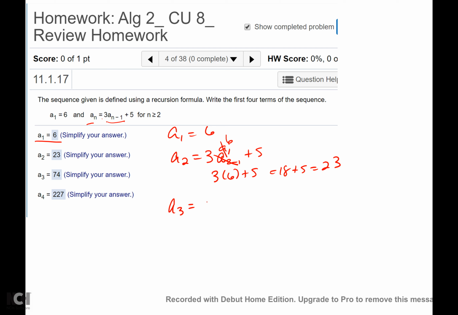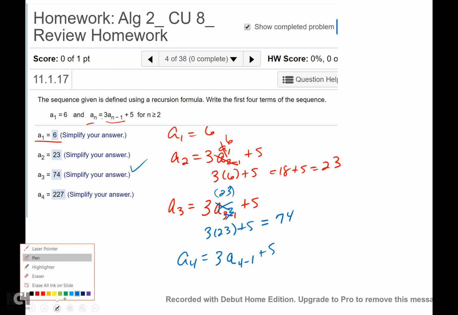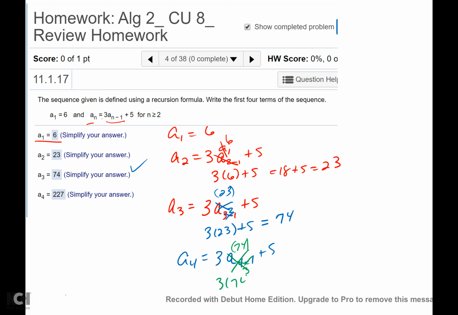A sub 3 is 3 times a sub 3 minus 1 plus 5. 3 minus 1 is 2. A sub 2 is 23. So 3 times 23 plus 5 equals 74. Okay, and then a sub 4, I have 3 times a sub 4 minus 1 plus 5. 4 minus 1 is 3. A sub 3 is 74. 3 times 74 plus 5 is 227. Okay?